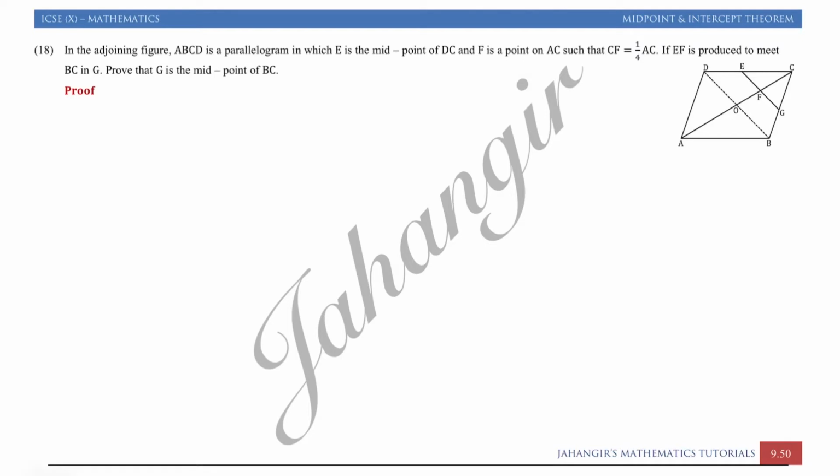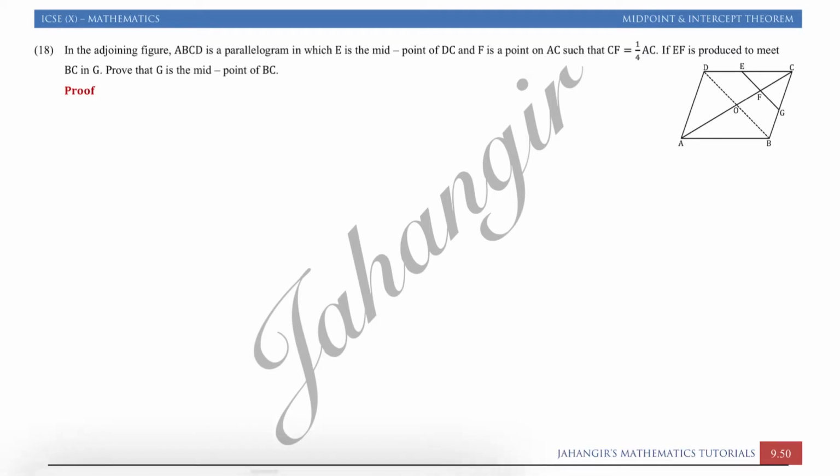Eighteenth question. In the adjoining figure, ABCD is a parallelogram in which E is the midpoint of DC and F is the point on AC such that CF is equal to 1/4 of AC. EF is produced to meet BC at G. You have to prove G is the midpoint of BC.